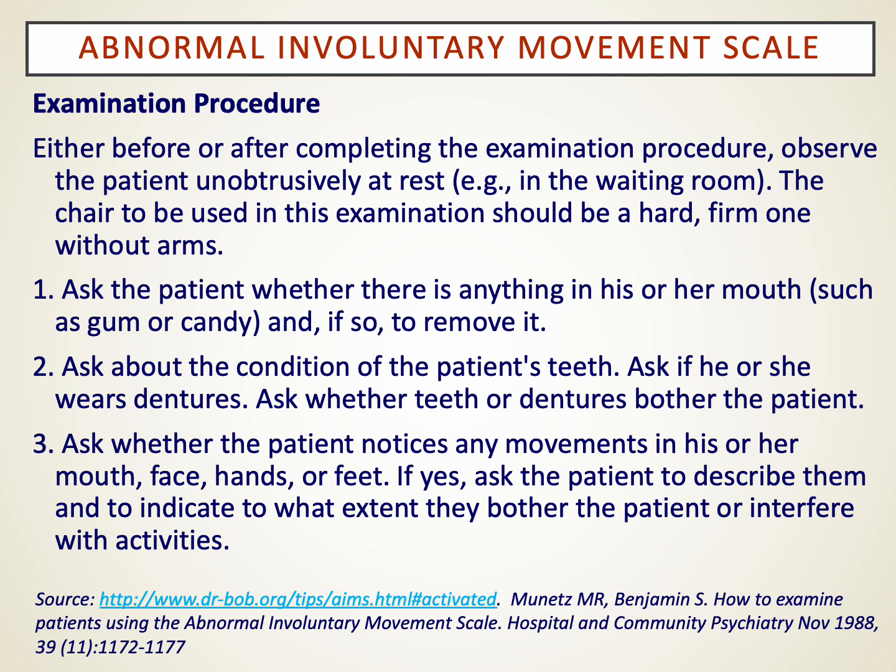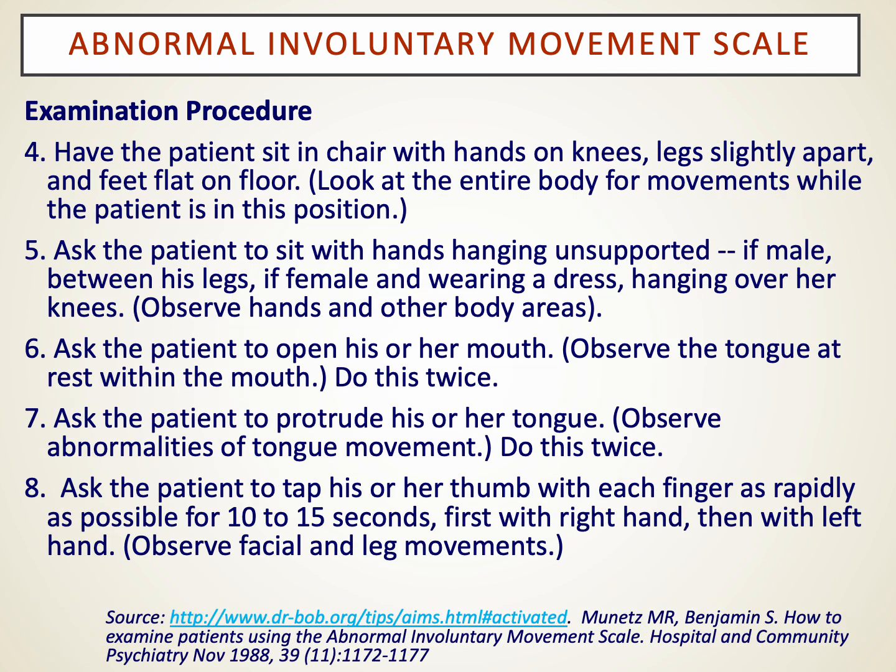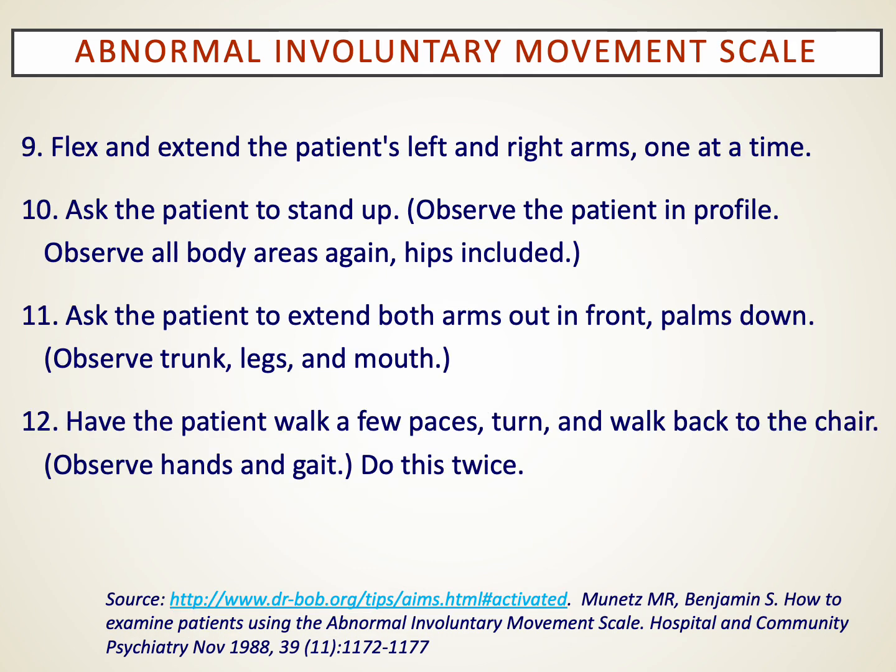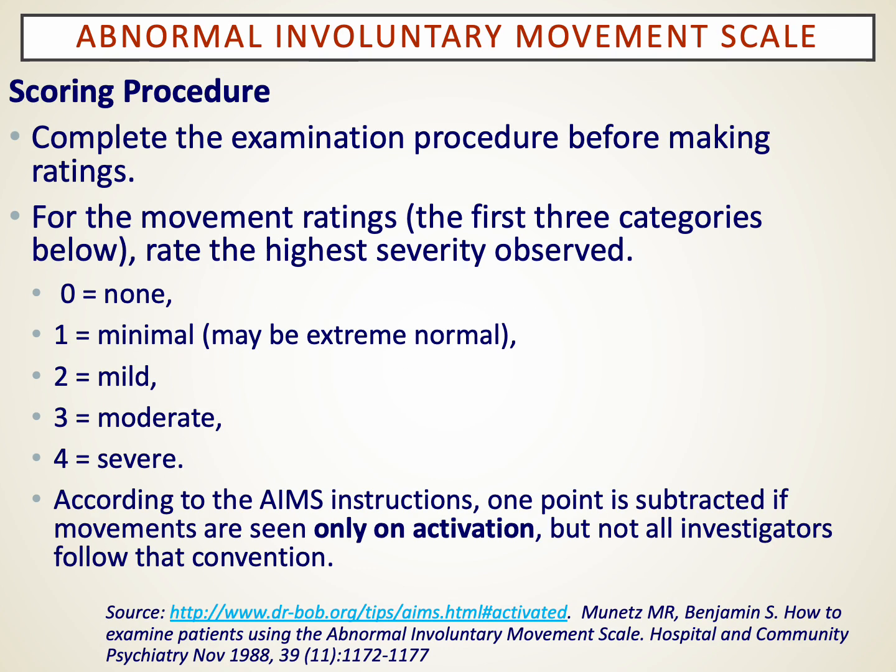You want to make sure that somebody doesn't have something in their mouth and that they're sitting quietly when you do the examination. You also want to make sure the patient's as relaxed as they can be, and there are certain steps we'll do in the exam procedure. And then the scoring tool is when you observe a patient, a 0 to 4 scale, meaning 0 is you did not see it. 1, you may have seen it, it may be extreme normal. 2, mild. 3, moderate. 4, severe.